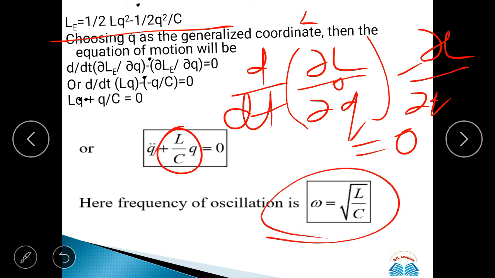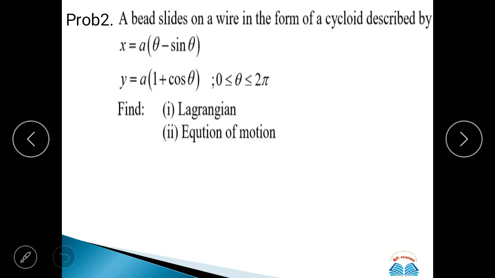So this is a very simple example to understand. Problem number 2: a bead slides on a wire in the form of a cycloid described by x equals a(theta minus sine theta), y equals a(1 plus cos theta), where theta is greater than or equal to 0 and less than or equal to 2 pi. And we have to find two things. The first one is the Lagrangian, and the second one is the equation of motion.